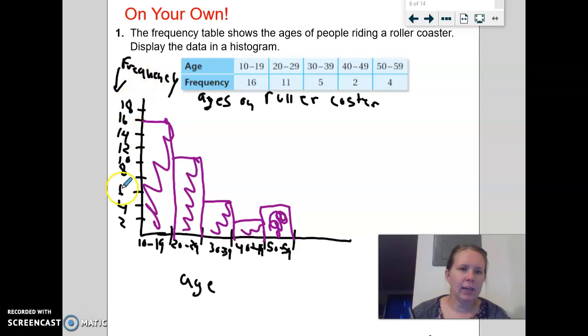For my frequency, I went up by increments of 2. If you wanted to go by increments of 1, you can. It's totally up to you. I just didn't want to write out as many numbers. And my title is Ages on Roller Coaster.